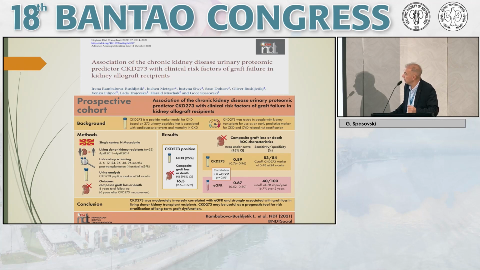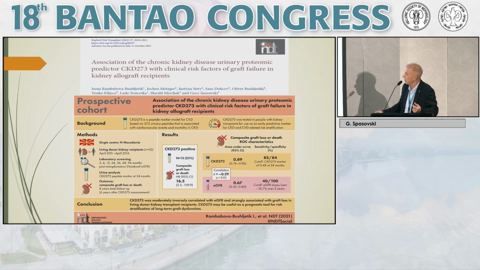This is our study that we have done, and these are the last couple of slides. We included donor kidney recipients from 2011 to 2014, number 52. And we have lab screening at these points, at these months. Urine analysis was performed with CKD273 peptides at around 24 months after transplantation. For the outcome, we were looking for a composite graft outcome like graft loss or death of the patients. And finally, we followed for 8 years.